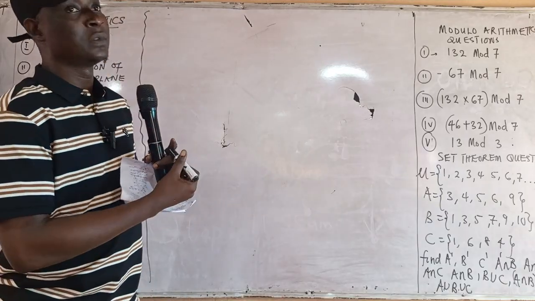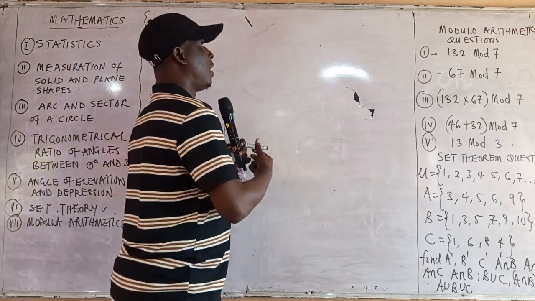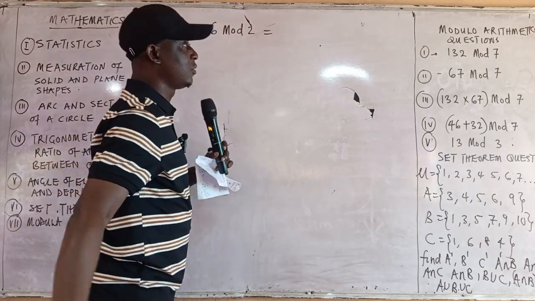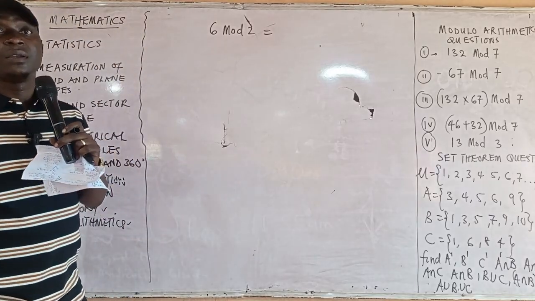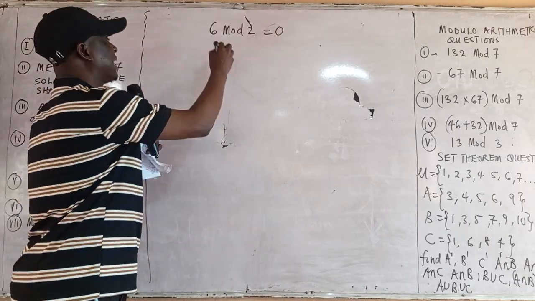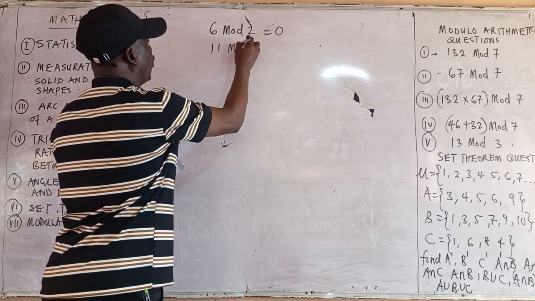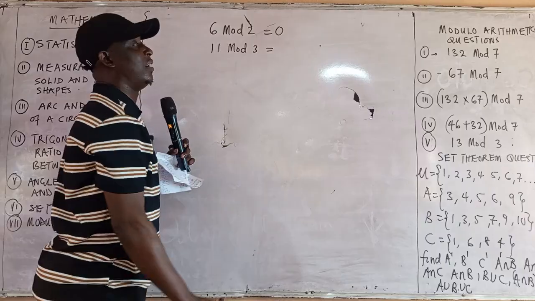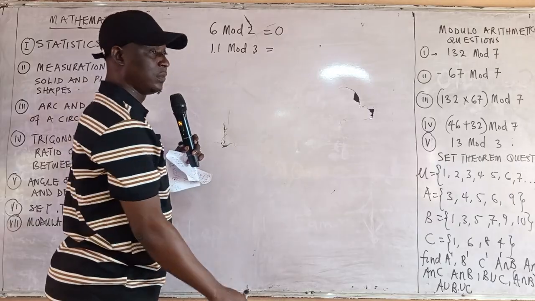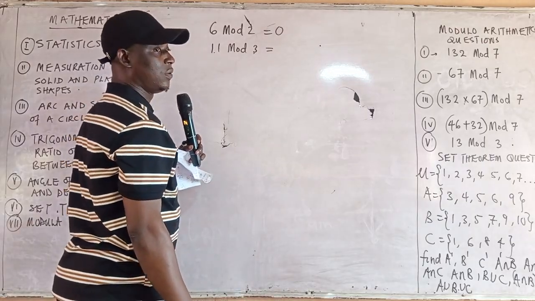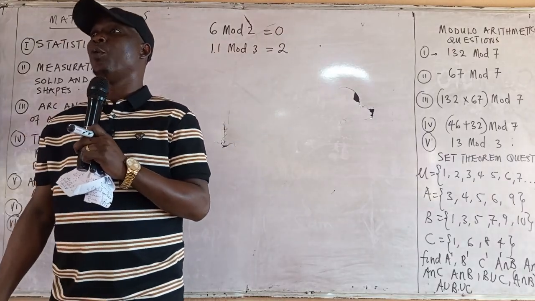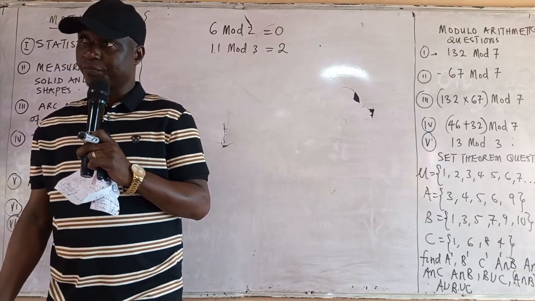For example, if you say 6 mod 2, what is 6 mod 2, class? 0. Yes, why? Because there's no remainder. If I give you 11 mod 3, what will be your answer? How many 3s can go in 11? 3. What will be the remainder? So you are more concerned about the remainder. So I will not waste time on that. We'll kick off right away.